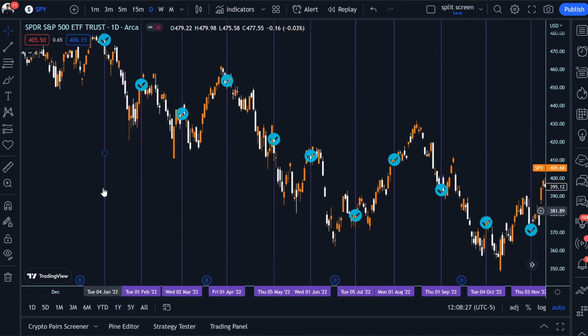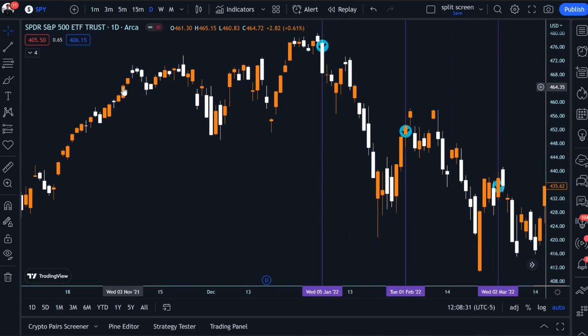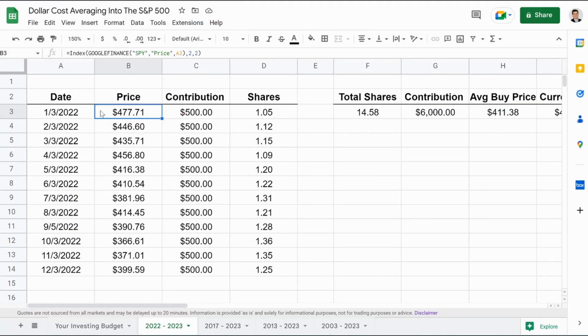So if we go to January, let's zoom in. See, January 3rd, the closing price, $477. So that's how I'm doing it. We don't have to actually go through everything. I just have it all nicely laid out with the Google Finance function. Here's each price at the beginning of the month, every single month for 12 months.